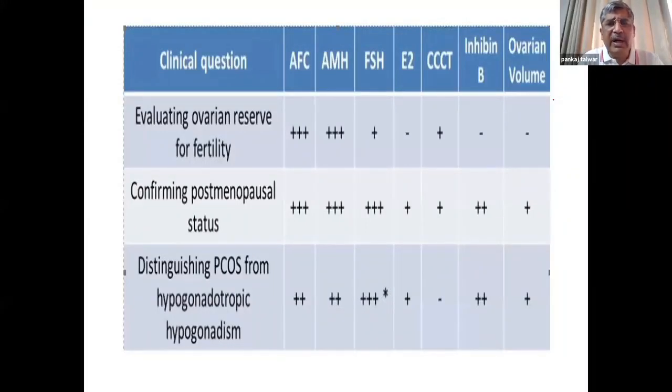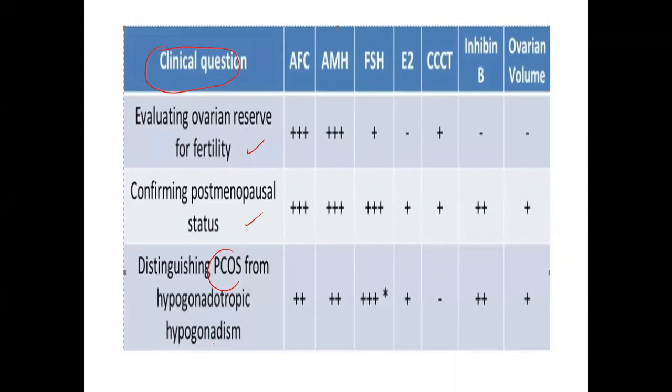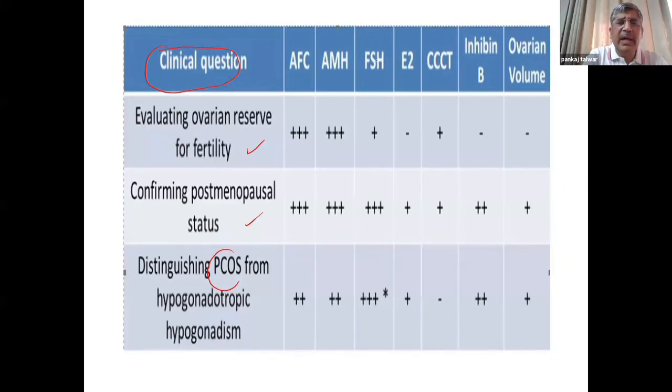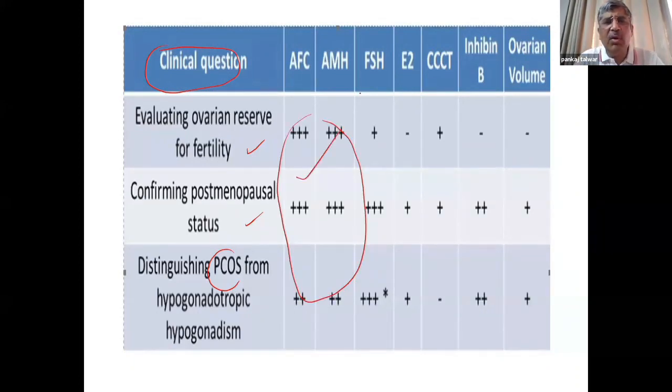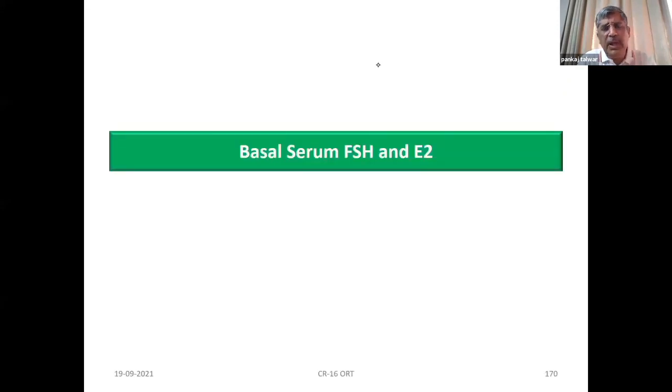So what we find is that when we ask a clinical question about evaluating the ovarian reserve, postmenopausal status, or distinguishing PCOS from hypothalamic causes, we find that only a few tests work, and the tests which are working are primarily AFC and AMH. They are the ones which are working well. The rest don't give us much of an idea. So in case you want to go in for ovarian reserve testing, our focus should be on AFC and AMH, but we'll talk about some other tests also. And these tests which we have in front of us are basal serum FSH and E2.